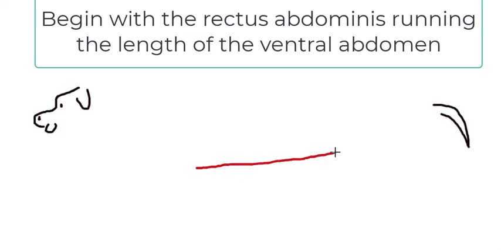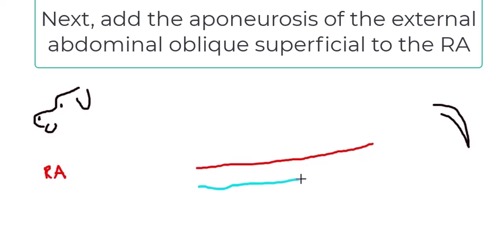We're going to begin with the rectus abdominis, and this will run the length of the ventral abdomen, so we'll kind of just pencil that in and think about that running the length. Next, we'll add the aponeurosis of the external abdominal oblique, and this will be superficial to the rectus abdominis. Note I added a little gap in it there in the caudal aspect.